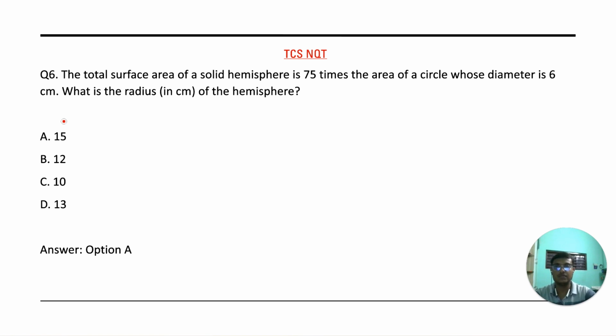This is a question from the mensuration section. Try to solve it by yourself first, then we will be solving it together. Hope you all have tried to solve the question by yourself. Let's see what the question says. The total surface area of a solid hemisphere is 75 times the area of a circle whose diameter is 6. What is the radius in centimeter of the hemisphere?